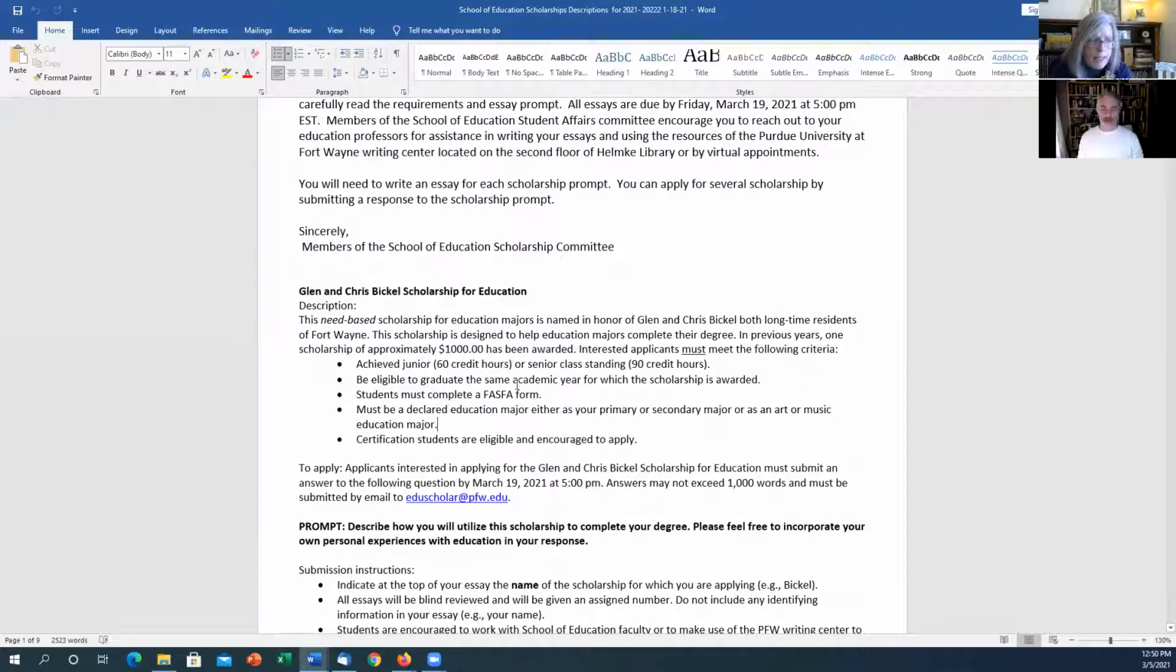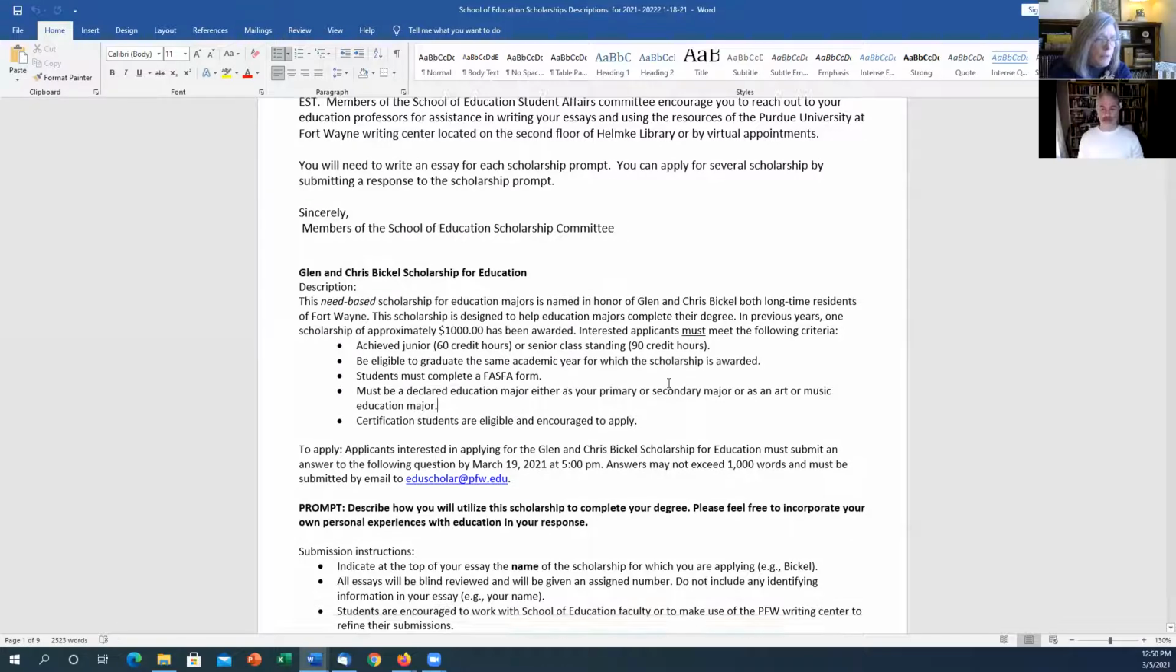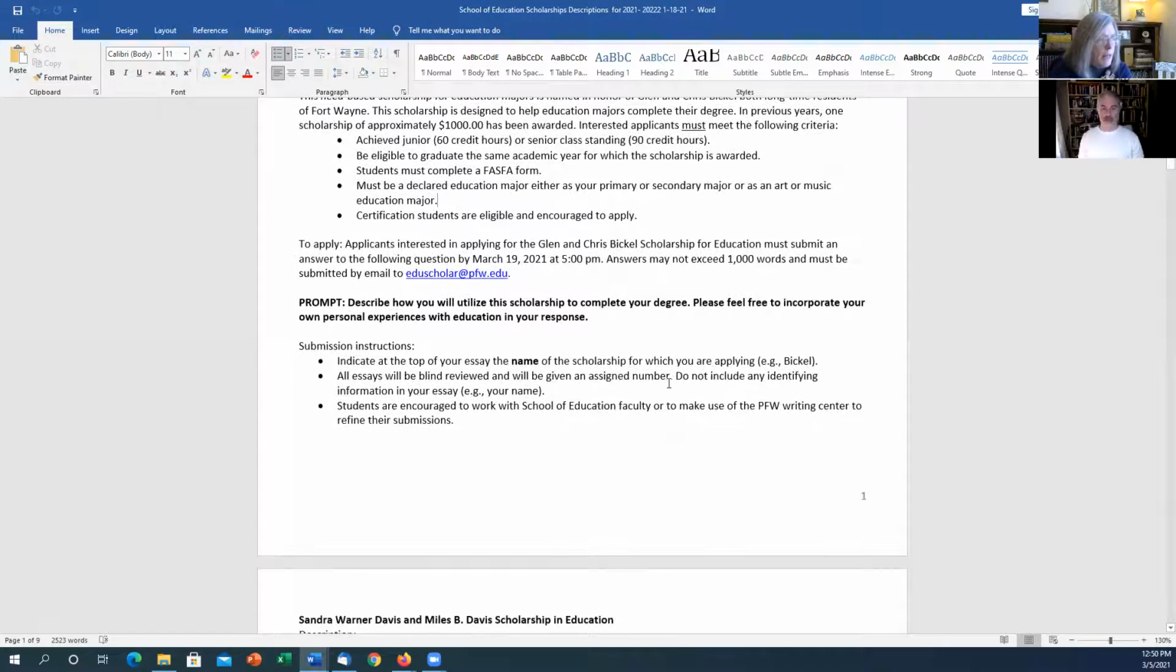With that, this is a scholarship for people who are at the end of their program. It's a completer scholarship. Here's our prompt. Always make sure to look closely at the prompt. As always, on all of these, we're going to say make sure to incorporate personal experiences, and Dr. Olinger will address that in just a few minutes.